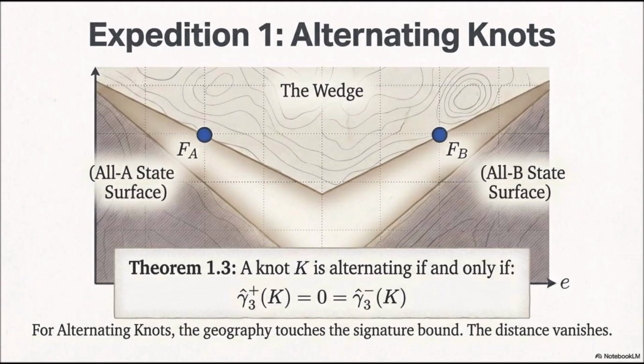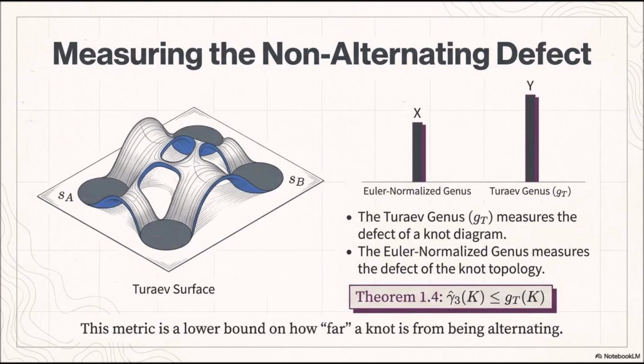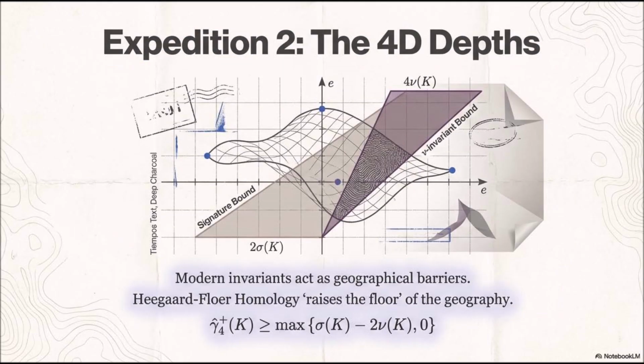And similarly, capital gamma minus is invariant when you add a negative twisted band. This creates a new quantity that is stable. It doesn't care about these specific geometric operations. It filters out the noise of just adding superficial twists.